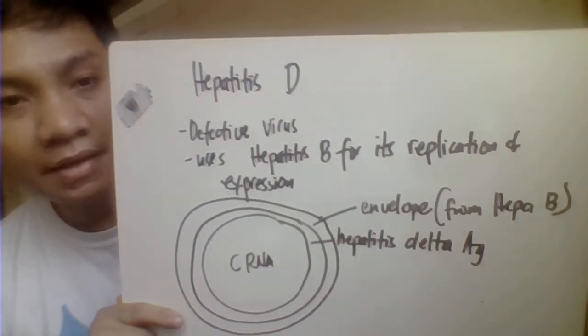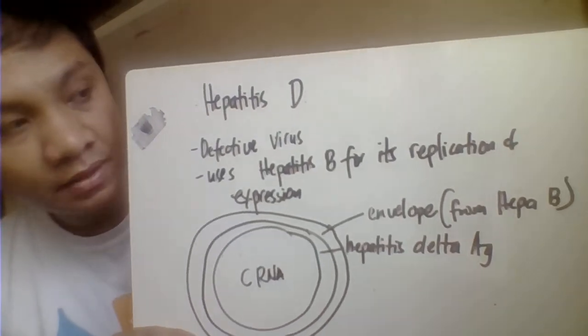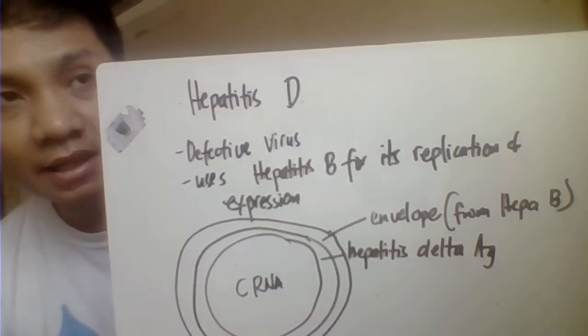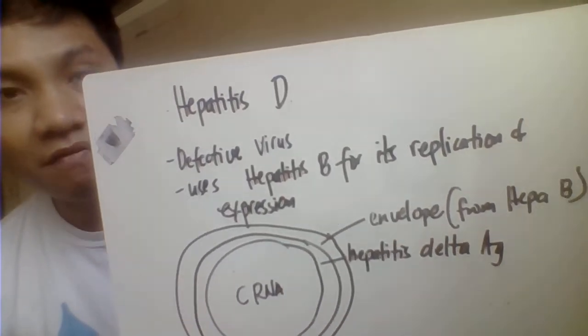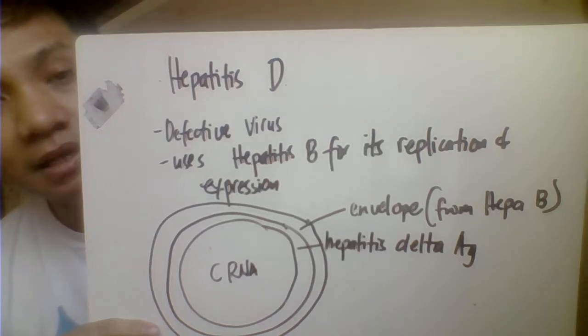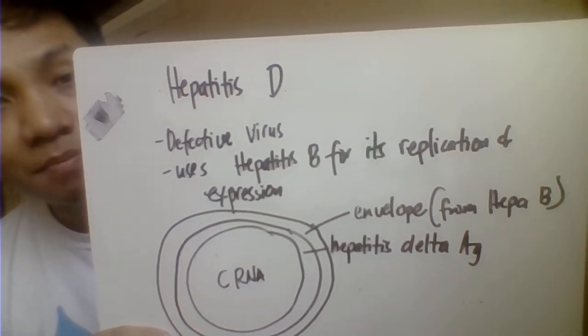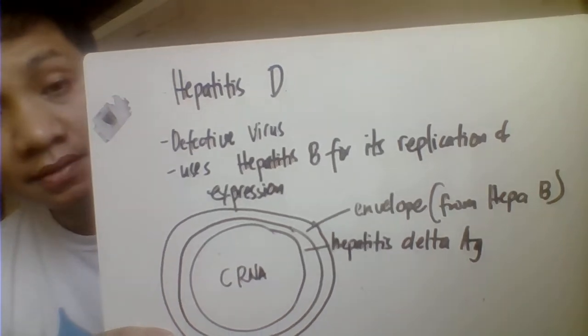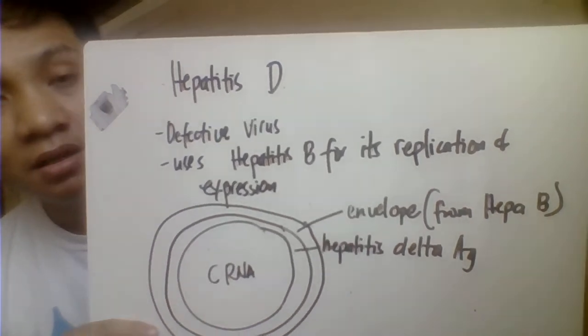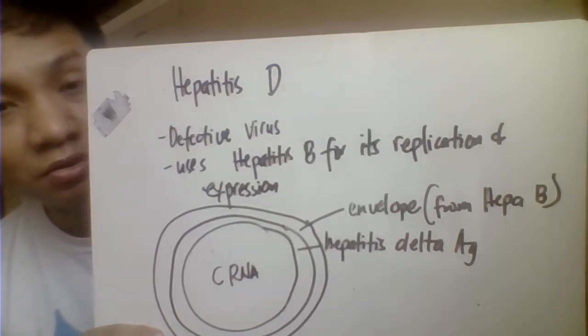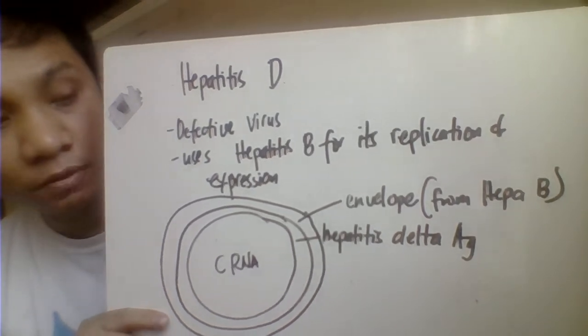Okay, now we go to the next one. We have here hepatitis D. Hepatitis D is your Delta virus. This is considered to be a defective virus. Basically, it's defective because it relies on hepatitis B for its infection. It uses hepatitis B to undergo replication and expression of its genomic structure.